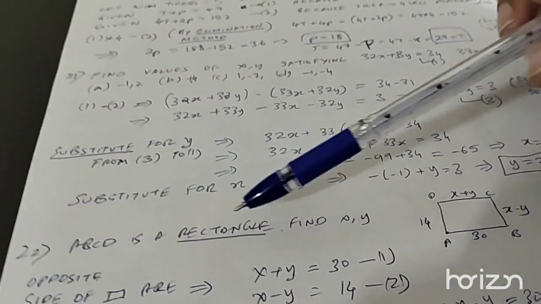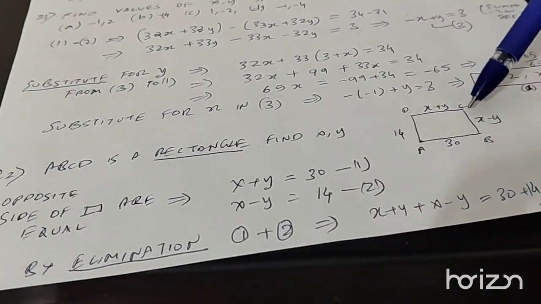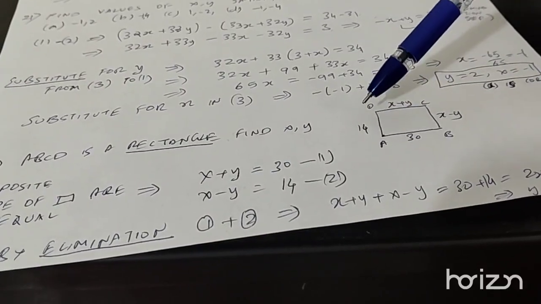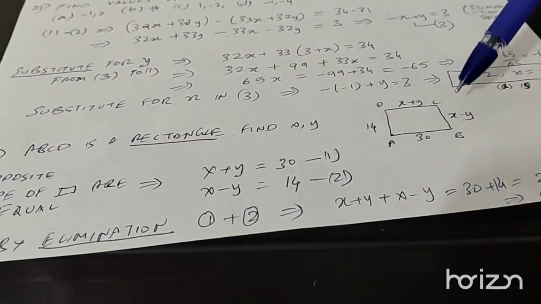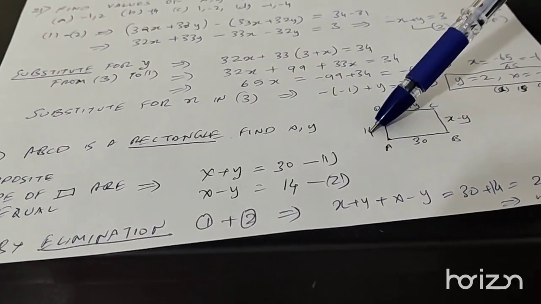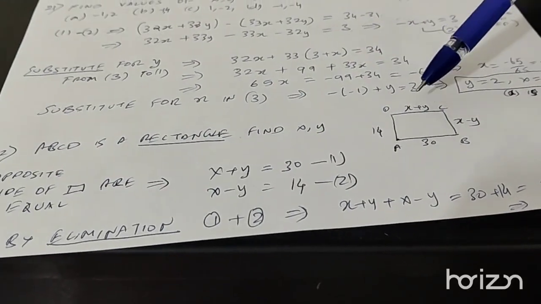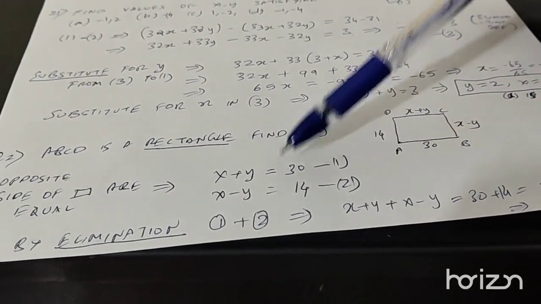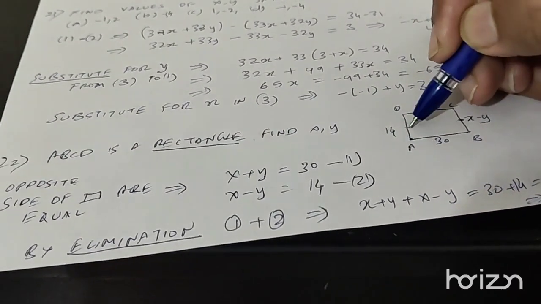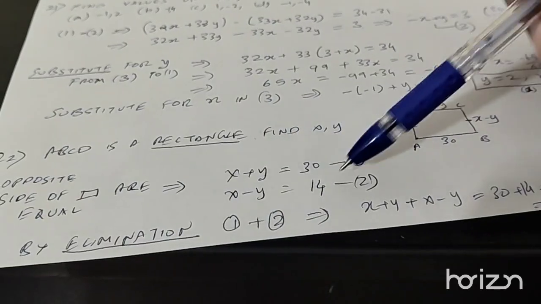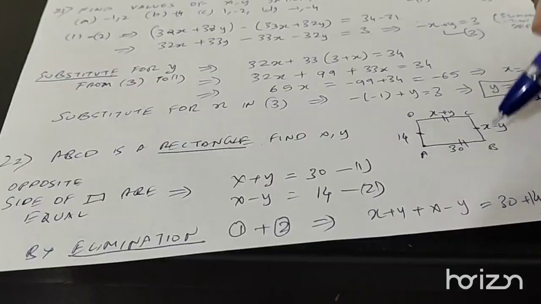Now ABCD is the next question. ABCD is a rectangle. Find x comma y. So they have given this rectangle ABCD. You know that in a rectangle, the opposite sides are equal. They have given 30 here. They have given x minus y here, x plus y here, and 14 here. Since the opposite sides are equal, you will get two equations. What is that? x plus y is equal to 30. And x minus y: this side is opposite to this side, so they both are equal. So you'll get x minus y is equal to 14. And this side is equal to this side, so x plus y is equal to 30.